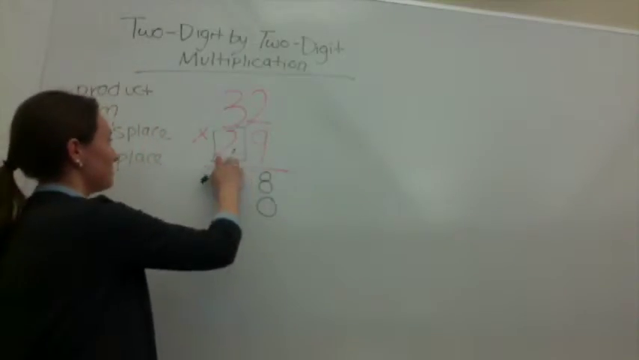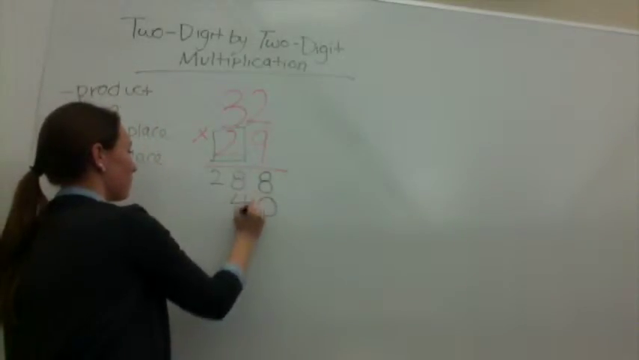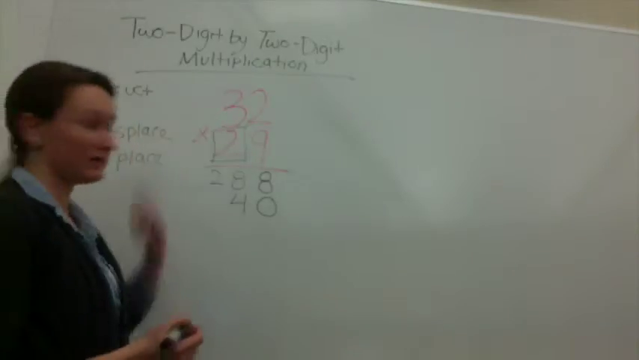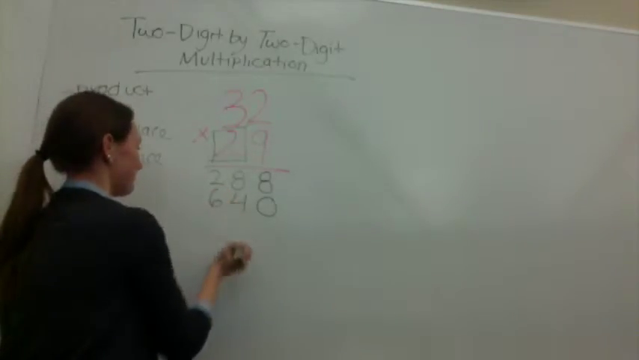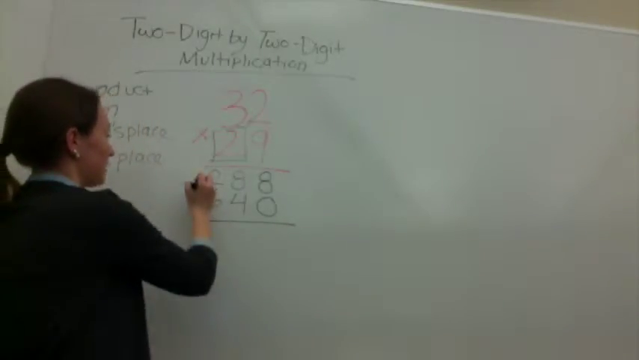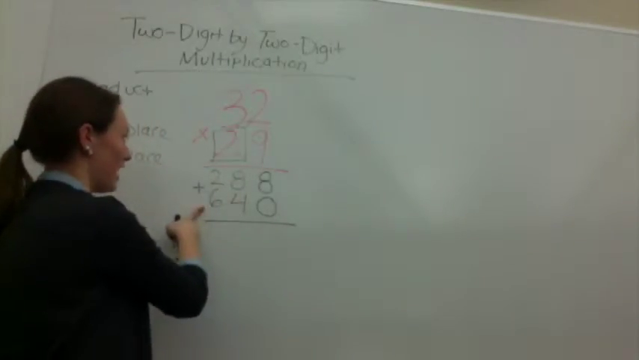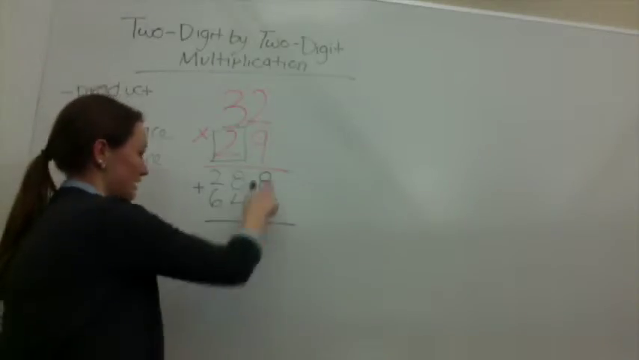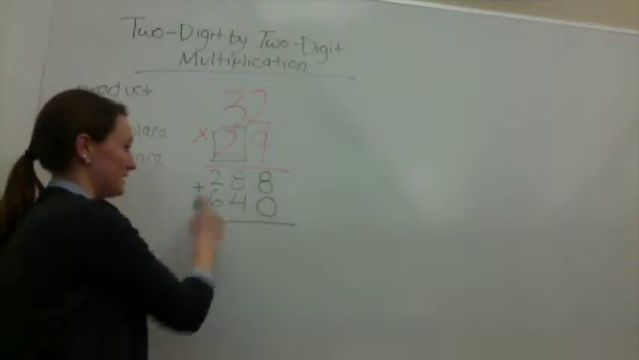So now we're going to do 2 by 2, which is 4, and 2 by 3, which is 6. Then, to get your final answer, you just take these two outcomes that you got, and you're going to add them straight down and make sure that you're always lined up.